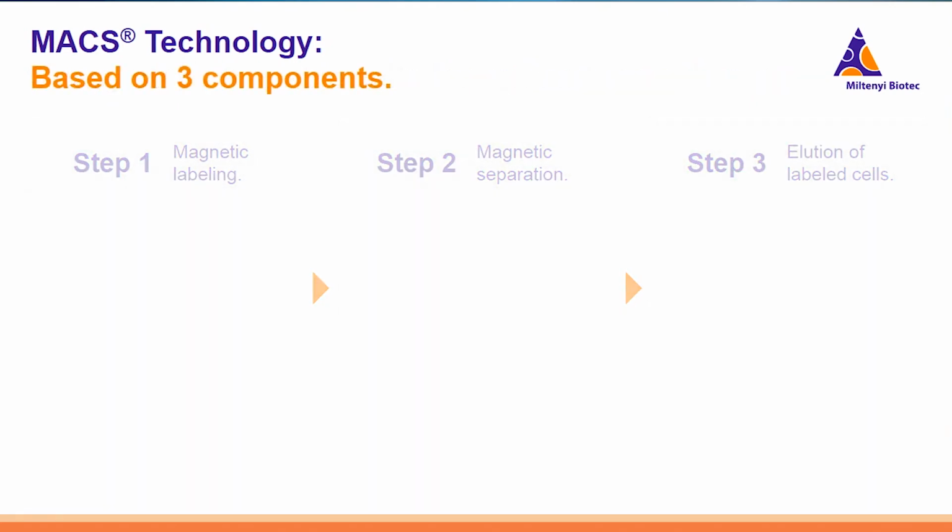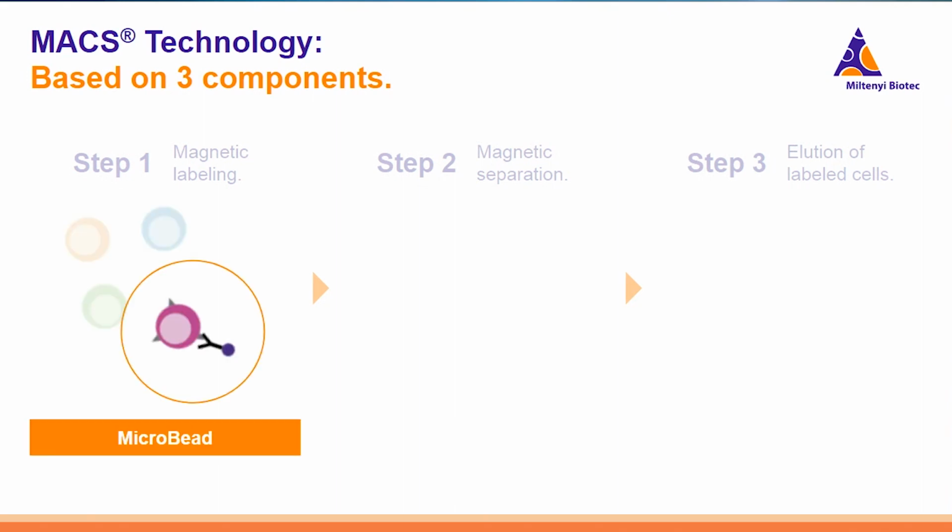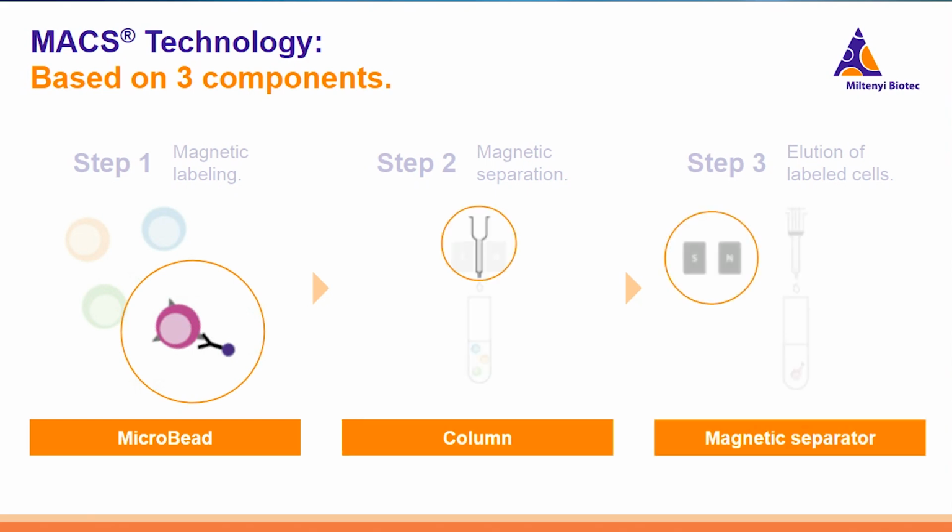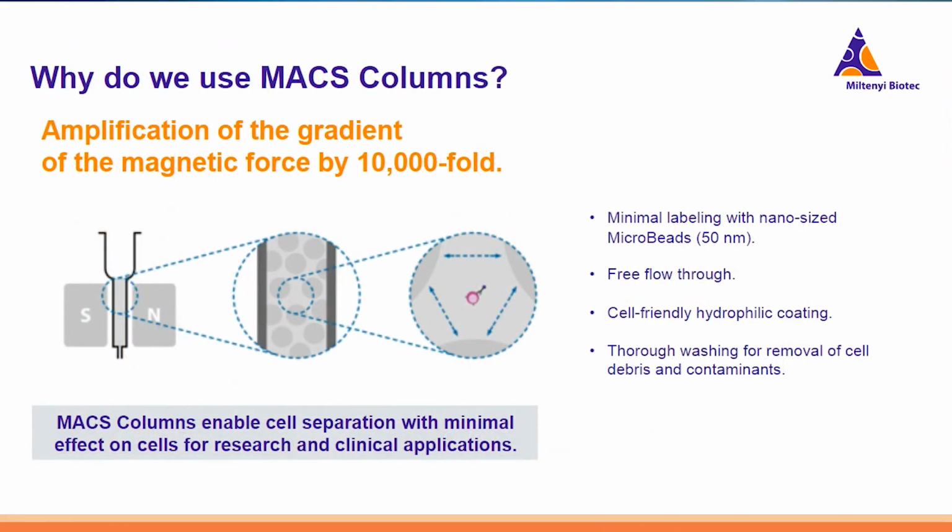The MACS technology is therefore based on 3 components. The first one is the microbead, the second one is the column, and the third one is the magnetic separator. So why do we use MACS columns? In general, the magnetic separators in column-based and column-free systems have a comparable magnetic force. The difference between the systems is the column that is filled with little iron spheres. Each iron sphere passes a magnetic force onto the next over a very small distance, amplifying the magnetic force by 10,000-fold, ensuring that the magnetic field is constant throughout the column.